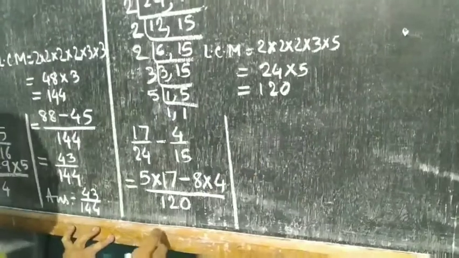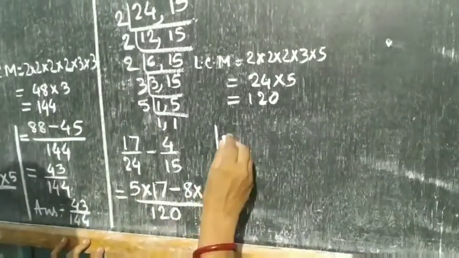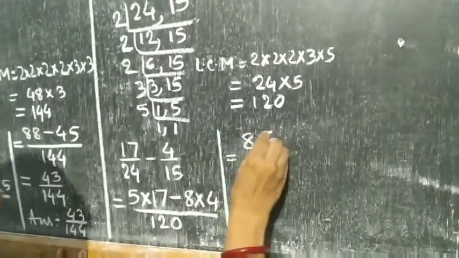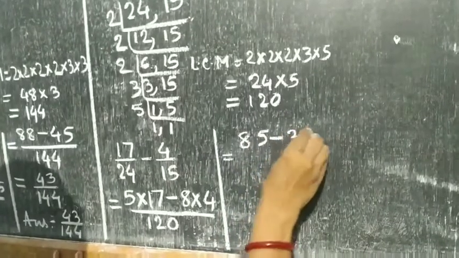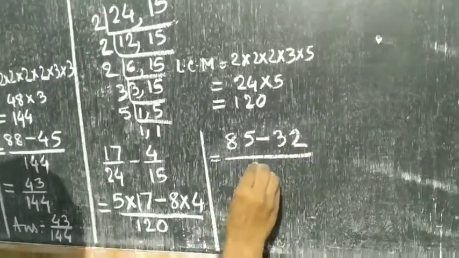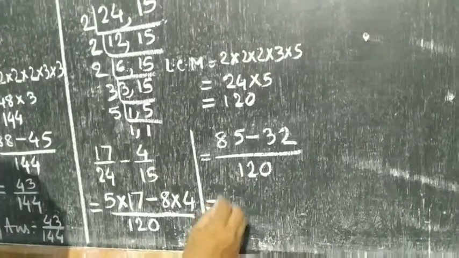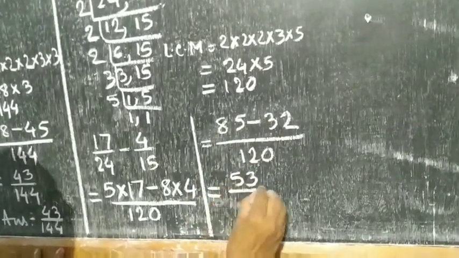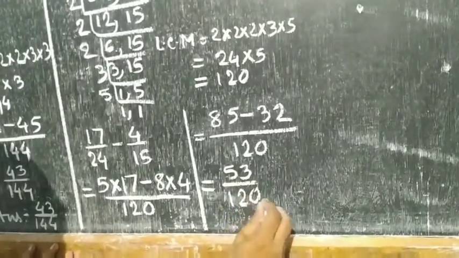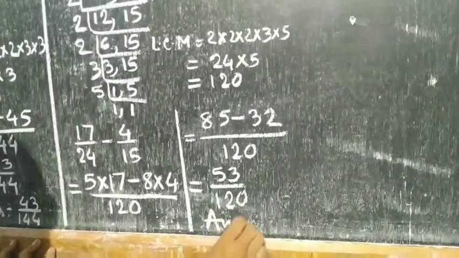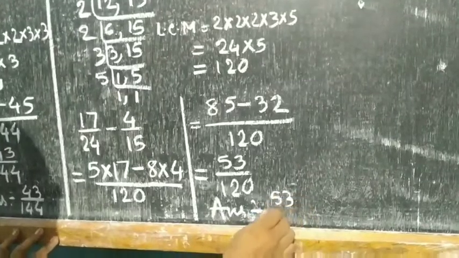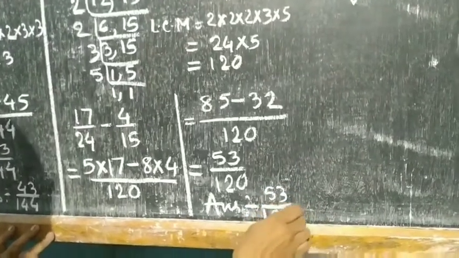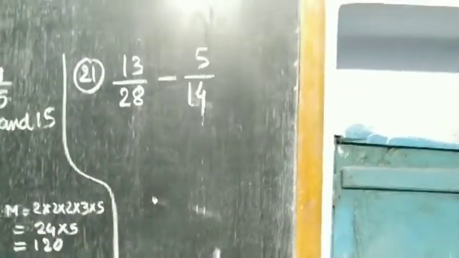Now children, 5 into 17, 85 minus 8 4s are 32 by 120. So 5 minus 2, 3, 8 minus 3, 5. So 53 by 120. So the answer is 53 by 120.